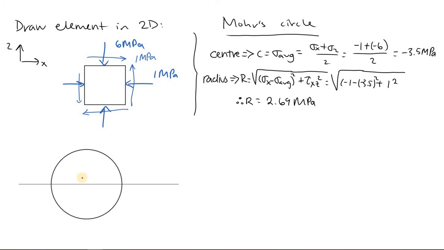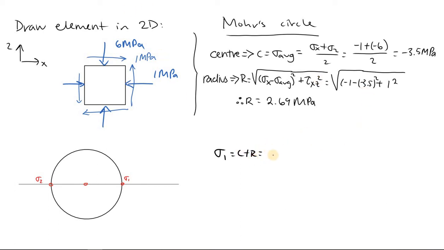I will draw out my center point, my principal stress 2 and my principal stress 1. I'll go ahead and calculate my principal stresses. My principal stress 1 is just my center plus the radius.